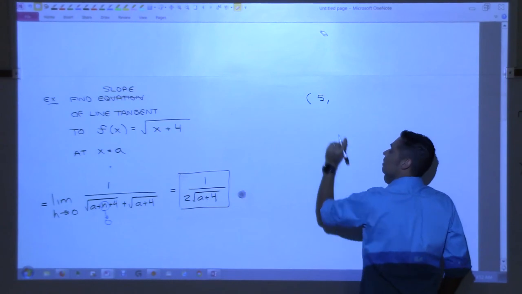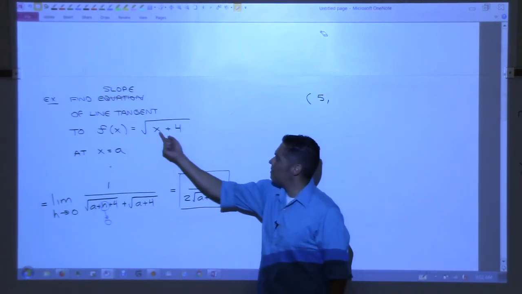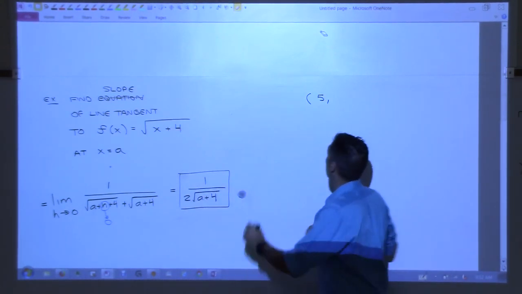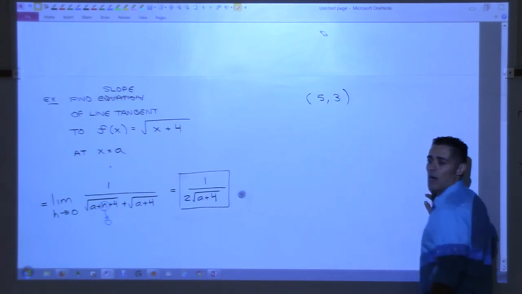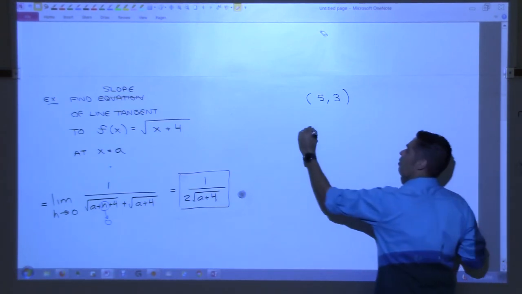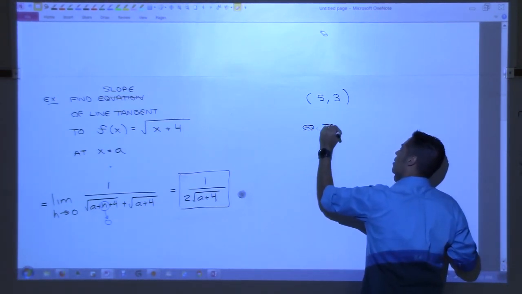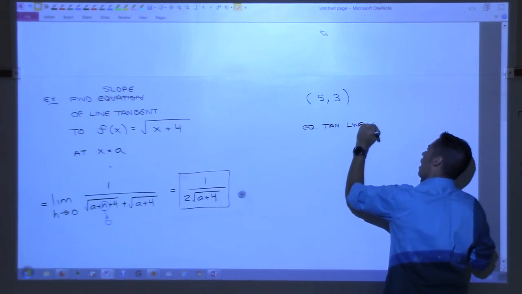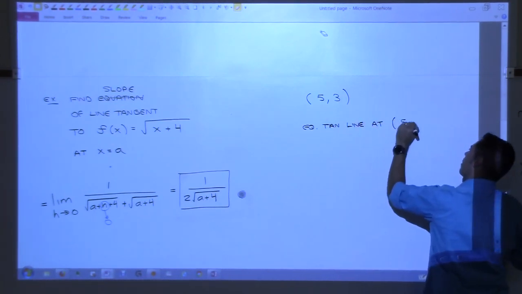If I plug in 5, I get 9. Root 9 is 3. So (5, 3) is on that graph, isn't it? And if I wanted to know the slope of the tangent line there, what is the equation of the tangent line at this point (5, 3)?